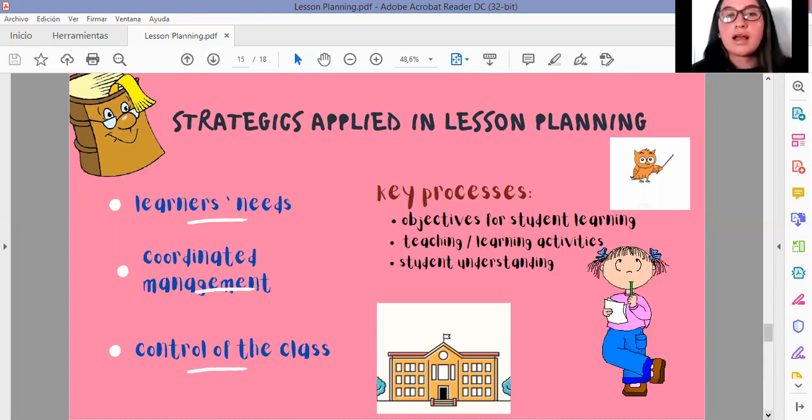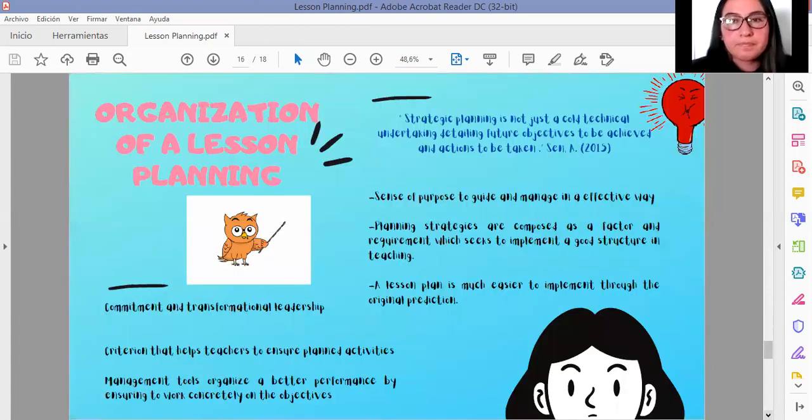A guide or teacher who is prepared has the ability to take control of the class, including the time and the effort to identify main objectives. A successful lesson plan addresses and integrates the following key processes: objectives for student learning, teaching and learning activities, and strategies to check and understand the students. Next.